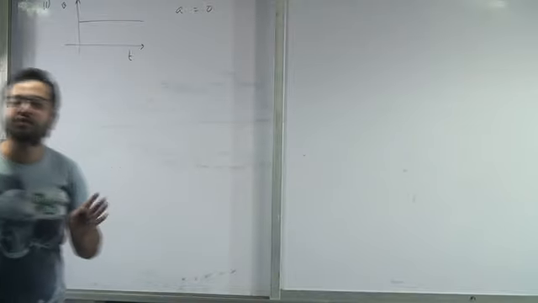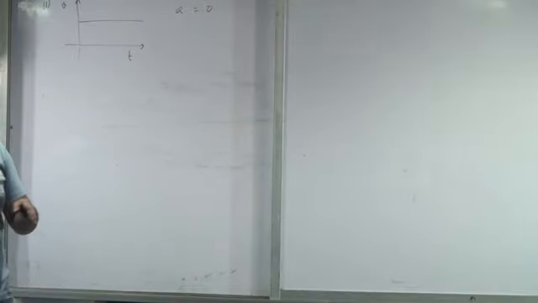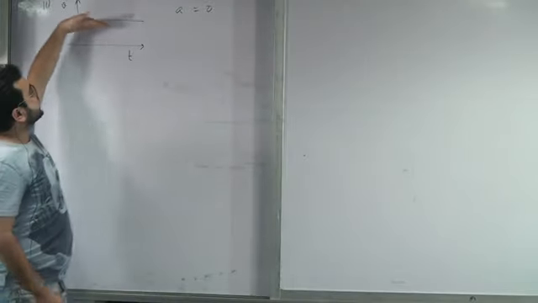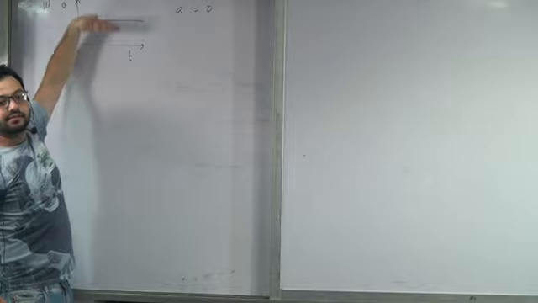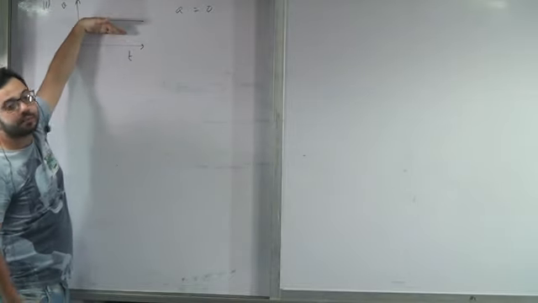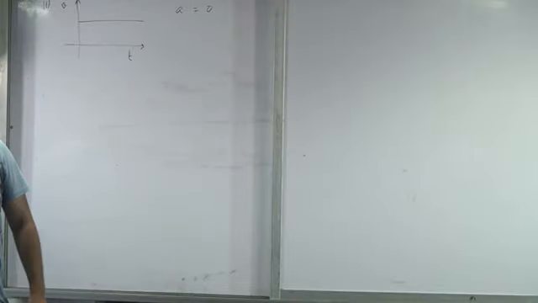Positive x direction. How can you say it is moving in the positive x direction? Because it is above the t-axis. That means velocity is positive. Throughout the journey, velocity is positive. So it is above the t-axis. Is that clear?